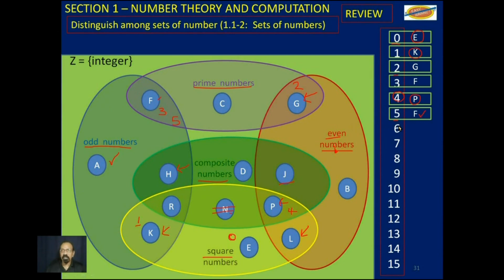Let's consider 6. We know 6 is even. We know it is composite. It has more than 2 factors. But it's not square. So 6 goes here at J.